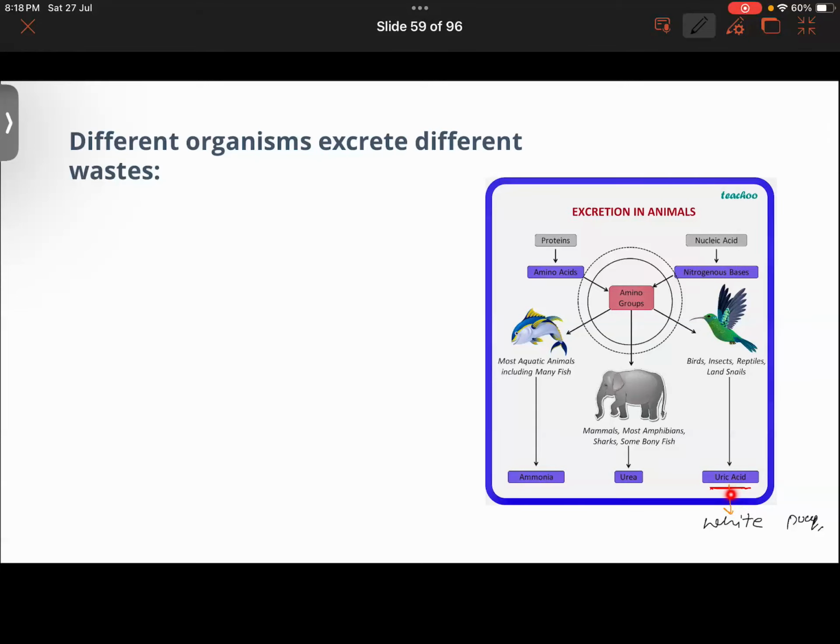They would be excreting uric acid, and uric acid is basically a white substance. Also, this is very sticky, so wherever it lands, it would stick on that surface. Have you guys understood what I have said about the bird?